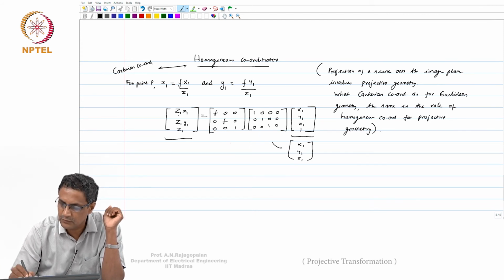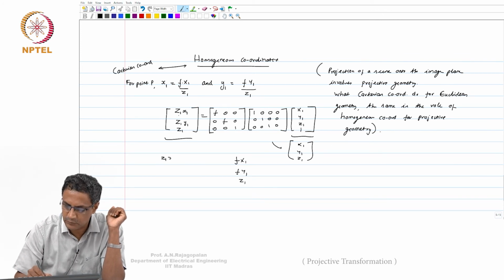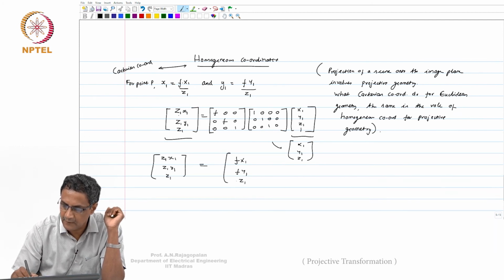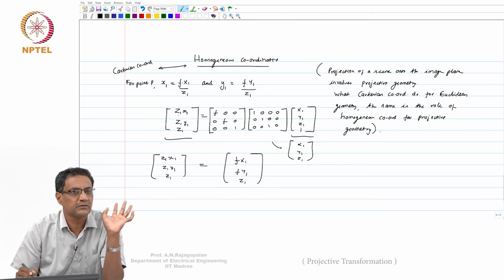If you multiply these two, and then multiply this with f, what will you get? You will get fx1, fy1, z1. On the left you will have z1 x1, z1 y1, z1, right? And you're saying that this is equal to this, correct? And clearly x1 is fx1 by z1, y1 is fy1 by z1, z1 is equal to z1, right?